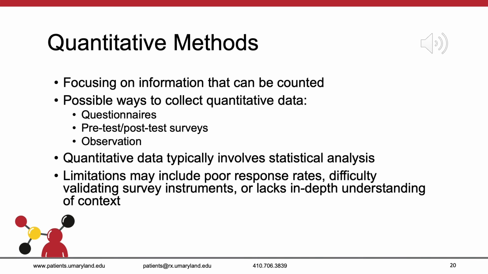The limitations for quantitative data may include things like poor response rates on the surveys, or difficulty validating the survey instrument. Additionally, with quantitative data, it often lacks an in-depth understanding of the context of the experiences of the respondents, because again, you're limited to what you ask in the questionnaire.